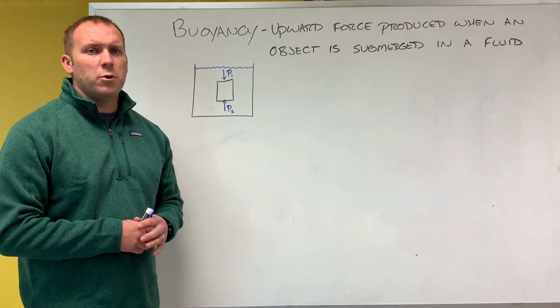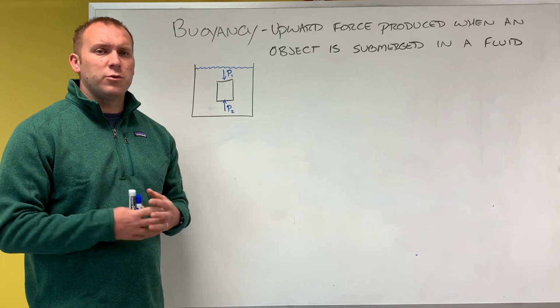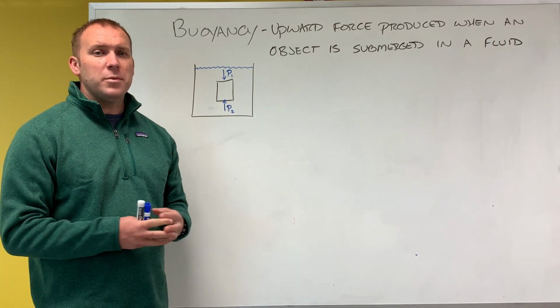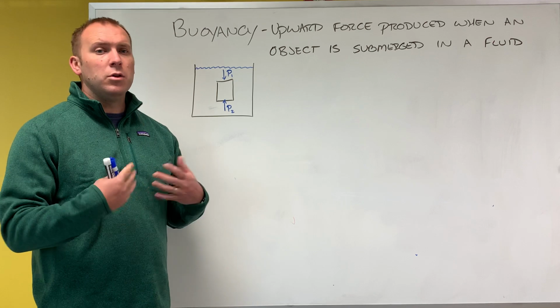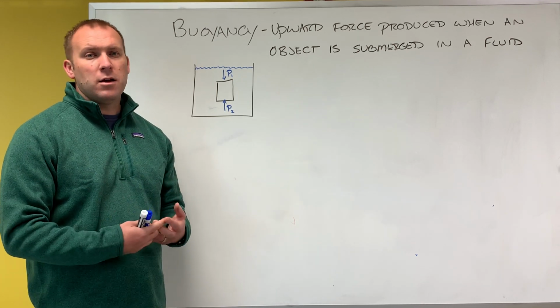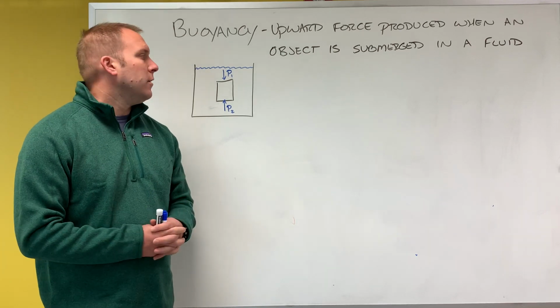So a buoyant force is a force that's produced when an object is submerged within a fluid. Now, this fluid could either be a liquid like water, or it could be a gas. Think of a helium balloon having a buoyant force because it is surrounded by a fluid, or the air.